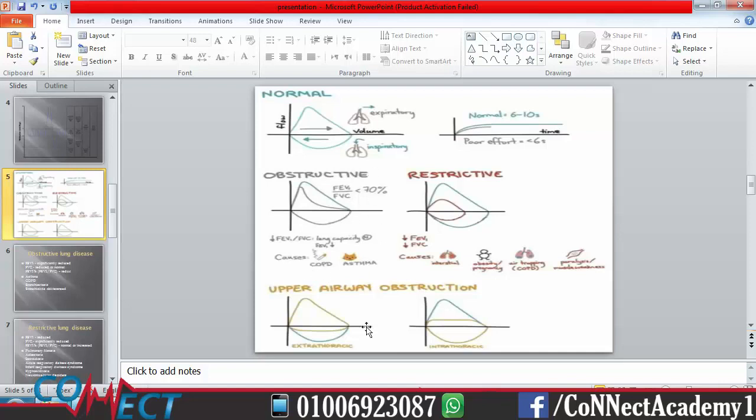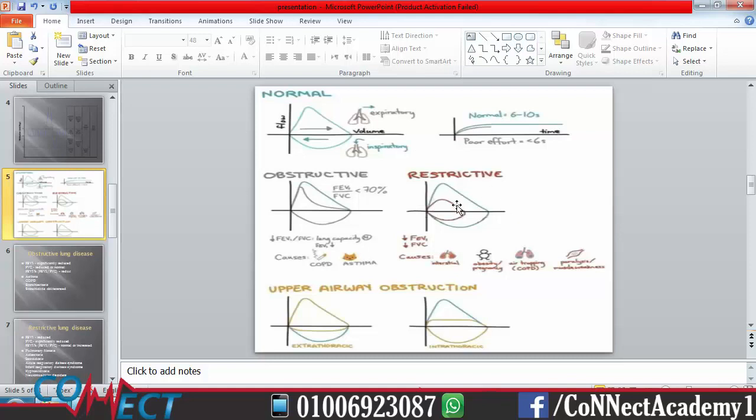So the overall ratio of the forced expiratory volume in the first second over the vital capacity will decrease, because the forced expiratory volume in the first second will decrease and the vital capacity will remain normal. But in restrictive pattern, the vital capacity will decrease, and as a result, the expiratory process will also decrease. So the forced expiratory volume in the first second will also decrease. So the overall ratio will be normal or it will increase.